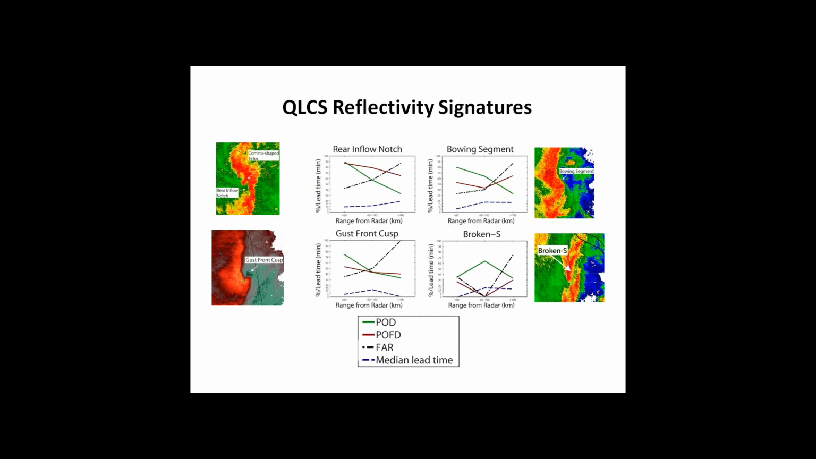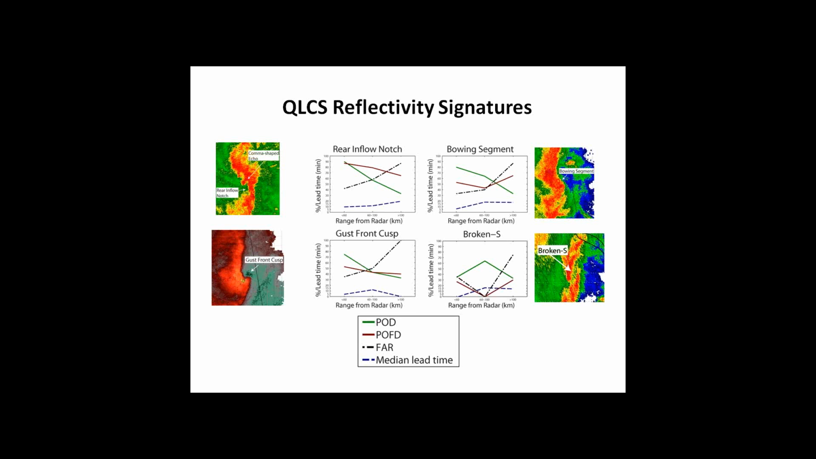For QLCSs, there are four main signatures that we looked at. First, we looked at rear inflow notches in the line on the top left. On the top right, little bowing segments in the line, such as in a line echo wave pattern. On the bottom left, in some of our cases we noticed a kink or an inflection point in the gust front in the velocity data. And then I'll go back to the broken nest signature in a little bit.